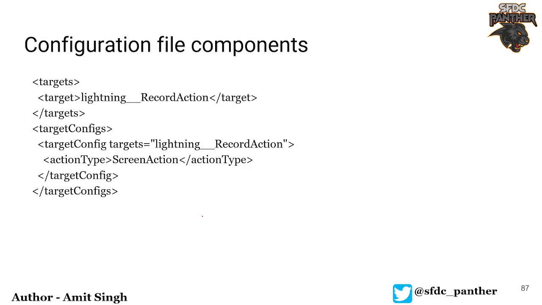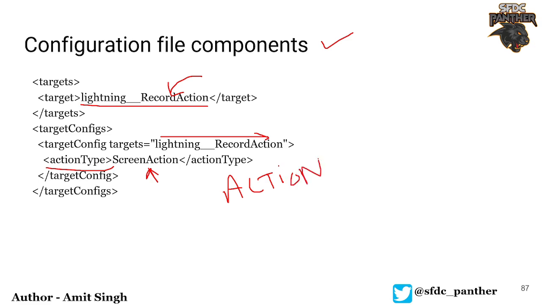So here are the few component configuration files. You have got a target. This is a brand new target that we have got from this release, which is lightning__RecordAction. This is what we need to do. Once we have given this as a target, we need to provide some target configurations for that particular target. So you see, we have to provide an action type, which is ScreenAction, and if you want to have a headless action, then you need to provide the action type as Action instead of ScreenAction. So this is what you need to provide.